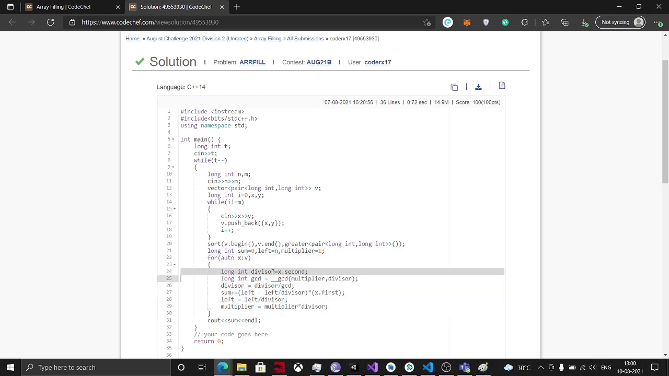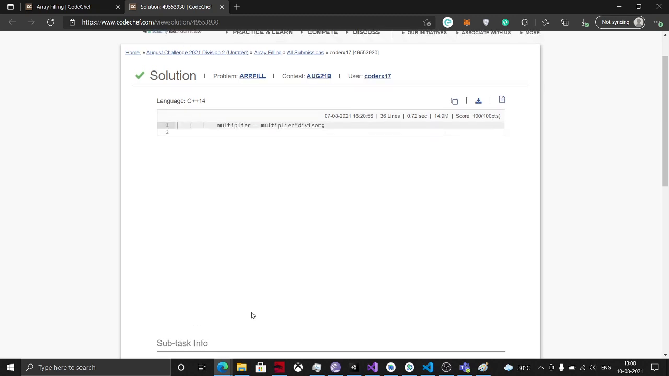We take a divisor as x.second. The GCD, we divide it by GCD. We check the number of numbers divisible by it and sum them with x.first. And left becomes left divided by divisor, and multiplier becomes multiplier times the divisor. And that's all. We just output.